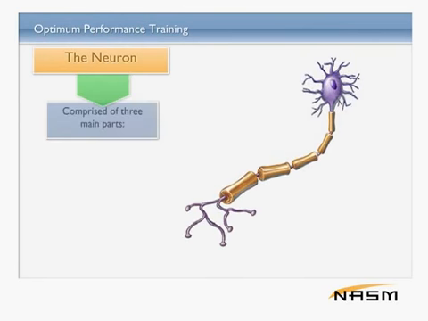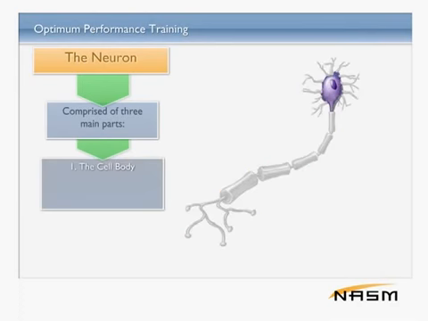Neurons are comprised of three main parts: the cell body, which houses the cell organelles such as the nucleus, mitochondria, lysosomes, and Golgi complex; the axon, which provides communication from the brain and/or spinal cord to other parts of the body; and the dendrites, which are responsible for gathering information from other structures of the body.